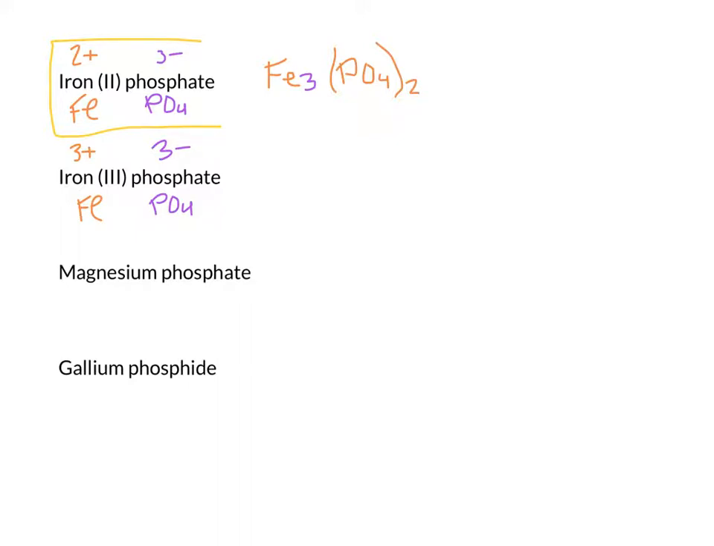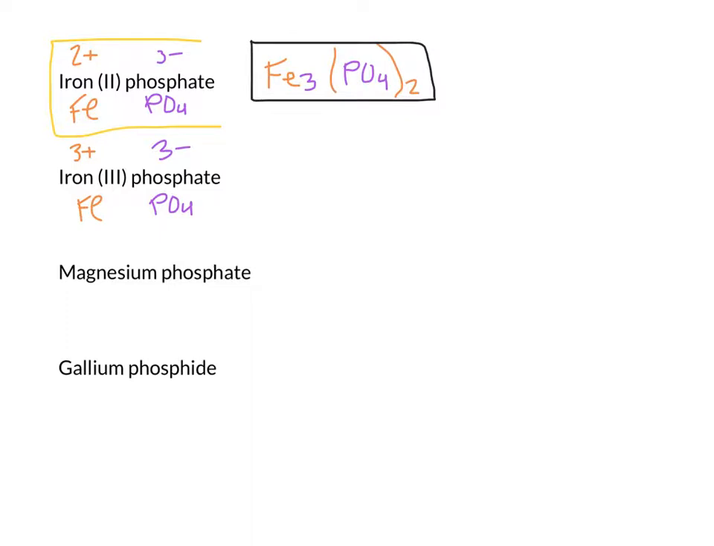So I'm actually going to fix this right here because I like to color code. Everything that's in orange is going to go with the iron, and everything that's in purple is going to go with the phosphate, so PO4. So that's my final answer. This is what iron 2 phosphate looks like.